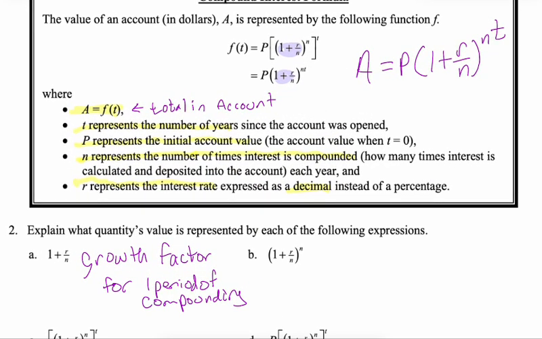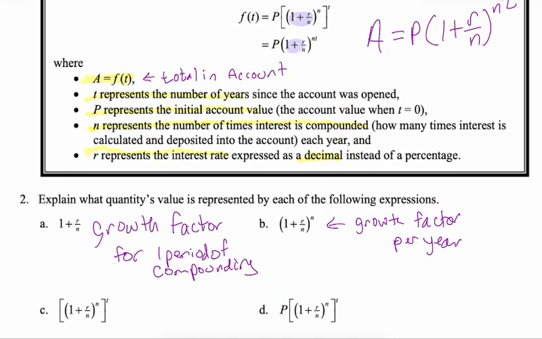What happens when we put that power on there? Well, if it's compounded twice, that would be a 2. If it's compounded 4 times a year, that'd be a 4. And so what this does is this changes it immediately to the growth factor per year. So it kind of changes the formula to work nicely for a year. That's called the annual percent yield, how much you're getting in a year's time.